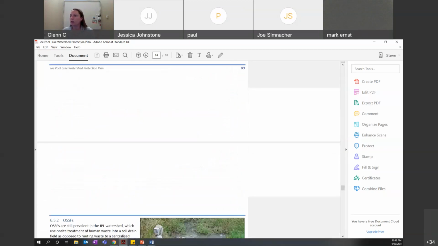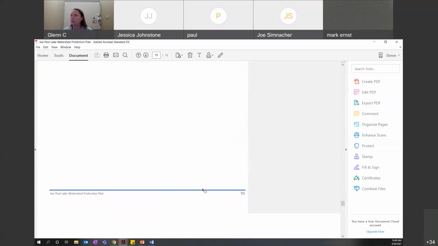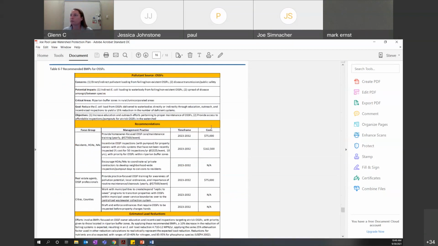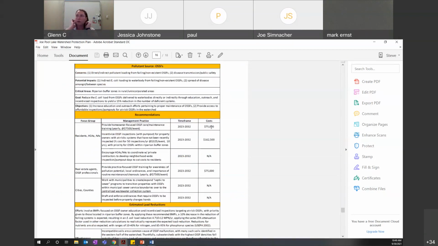All right, so septic facilities. Our concern is direct and indirect pollutant loading from failing or non-permitted septic facilities, and disease transmission and public safety. So our goal is to reduce the E. coli load from septic facilities delivered to water bodies directly or indirectly through education, outreach, and incentivized inspections to yield a 15% reduction in the number of deficient systems.